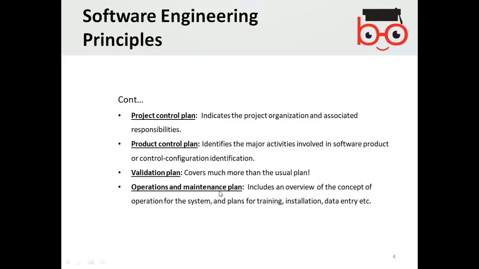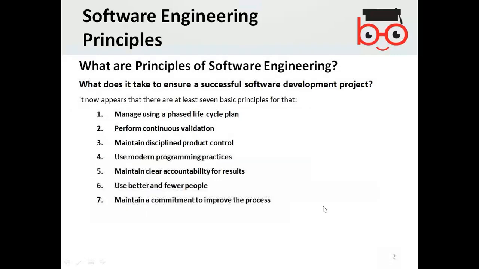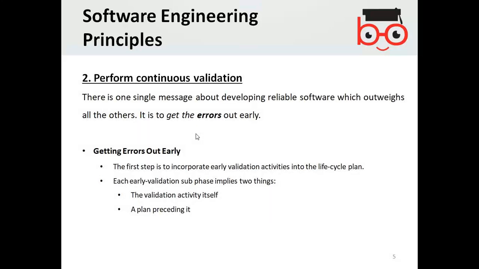Then operations and maintenance plans include an overview of the concept of operation for the system and plans for training, installation, and data entry. So overall, the phase plan has to be carried out as a basic principle of good software. Number 2, we come to perform continuous validation.